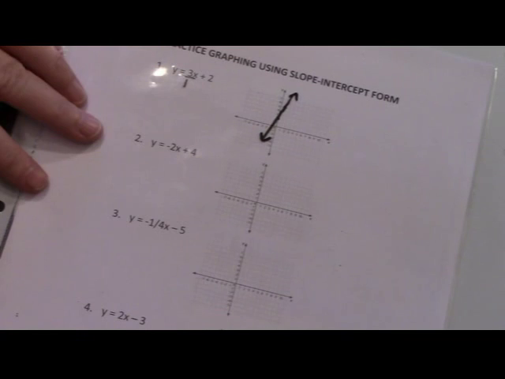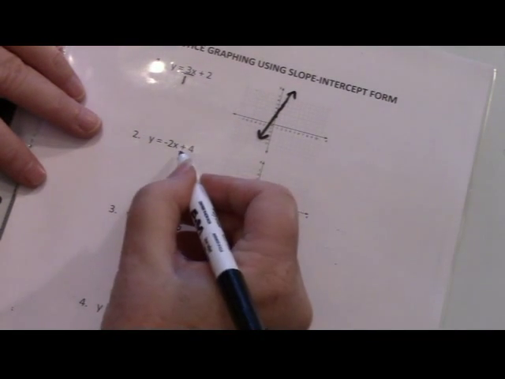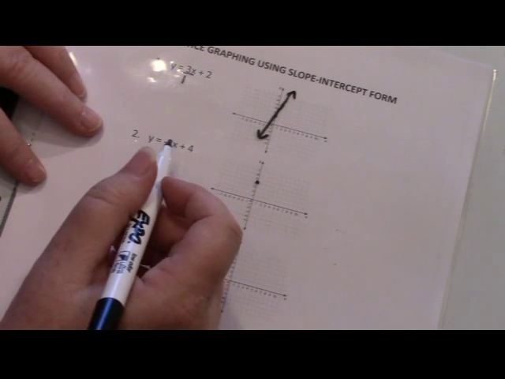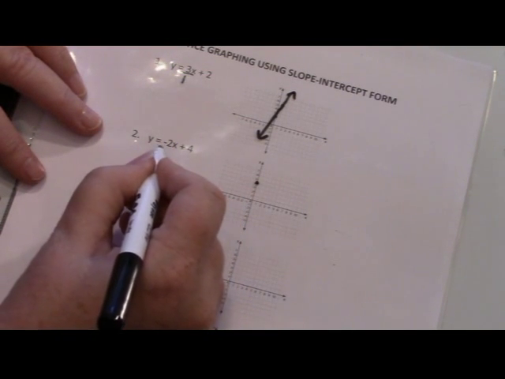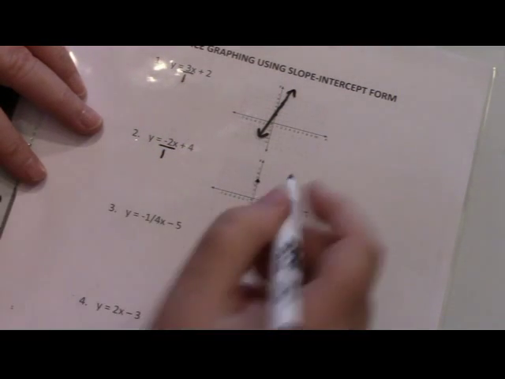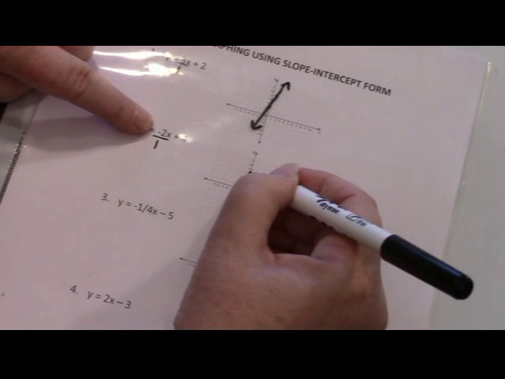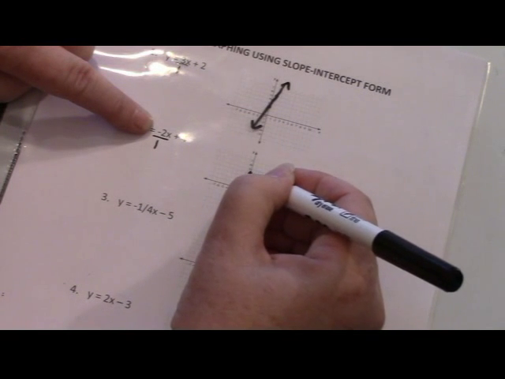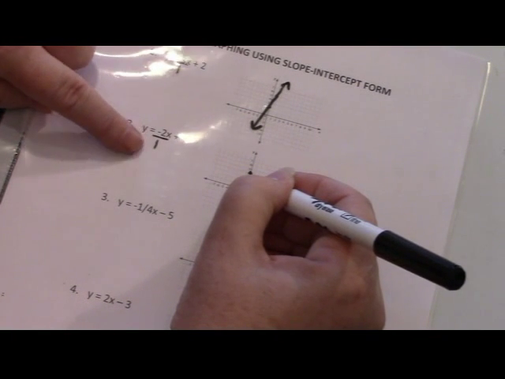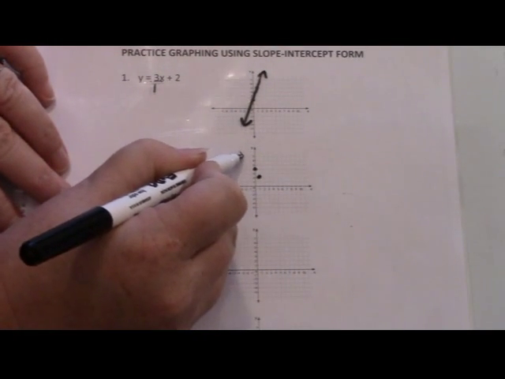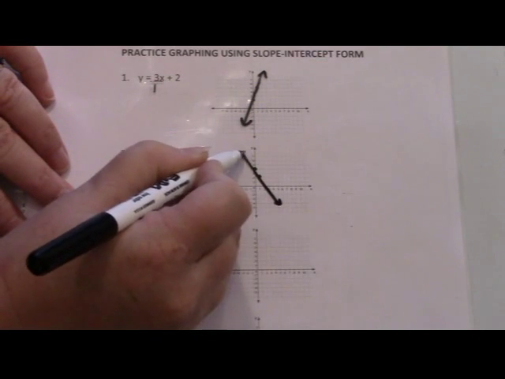Number 2, start at the end, plus 4. 1, 2, 3, 4. Slope, -2. Where's my second part? Let's just stick a 1 underneath it. From this point, what do I do? -2 means I'm going to go down 2, 1, 2, but my 1 is positive, so I'm going to go to the right. And then I'm going to connect those 2 points.